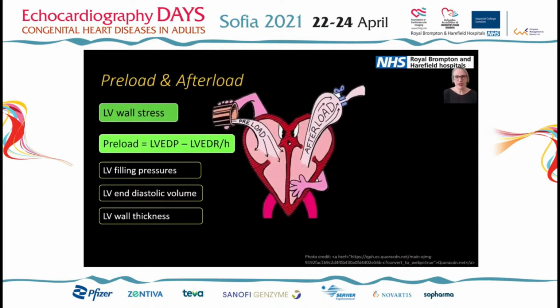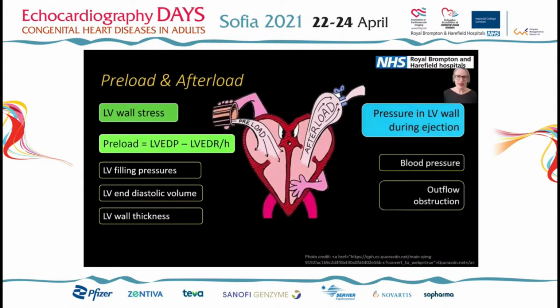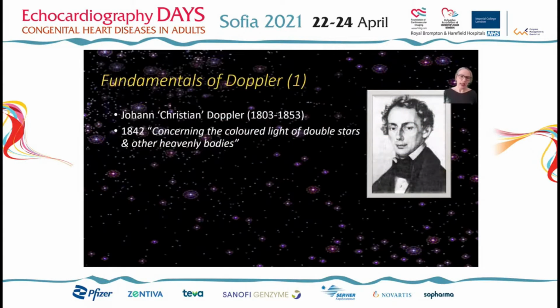So all these mitral inflow lesions, they affect our preload. And then afterload is a little bit more about what happens in systole. It's defined as pressure in the LV wall during ejection, but it's affected by blood pressure or outflow obstruction. So these are the things that elevate the LV afterload.